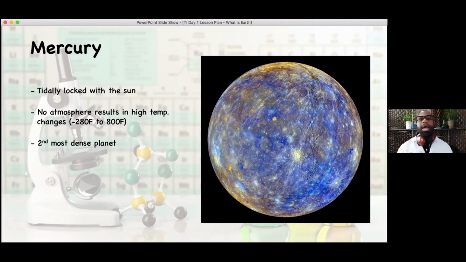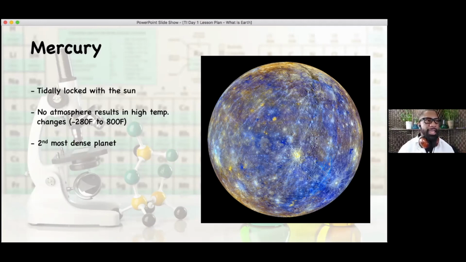And there's no atmosphere in Mercury. Compared to us, we have our wonderful atmosphere that controls a lot of different things. But in Mercury, there's no atmosphere, which really involves its variances in temperature. So it can range from anywhere from negative 280 degrees to up to 800 degrees Fahrenheit, which is a huge range, obviously making this planet uninhabitable. So we already know right now that there's no possibility of life just because of the intensity of heat on Mercury.